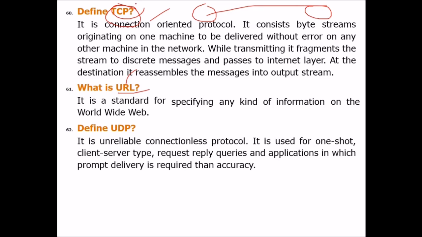What is UDP? UDP and TCP, they are often asked together. UDP is an unreliable connection-less protocol. TCP is a connection-oriented protocol. UDP is a connection-less protocol. This is reliable, this is unreliable. So UDP is used for one-shot client-server type request-reply queries, and applications in which prompt delivery is required rather than accuracy. Accuracy, if you want, you go to TCP.